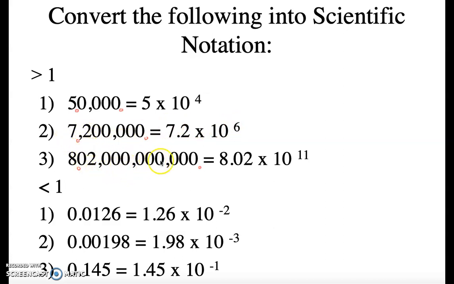Now this number is a big number. We want to move the decimal point to the left: 3, 6, 9, 10, 11 spaces to the left, to a power of 11. This number originally has 3 sig figs, 802. The 0 in between counts.